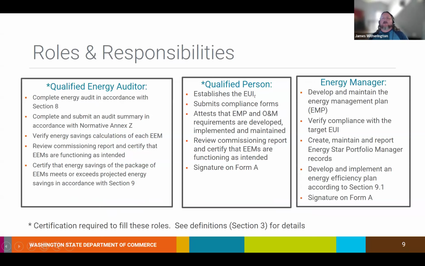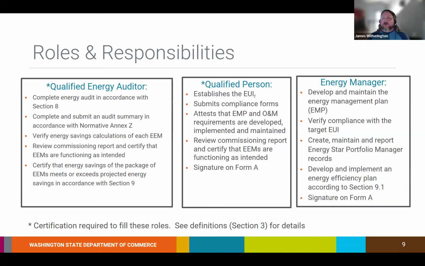Okay, roles and responsibilities. So today's audience really, a lot of what this presentation is going to be focused on is information that the qualified energy auditor and whoever's doing the life cycle cost analysis, like those are the main audiences here. But that's not to discount the qualified person or the energy manager as well. As you may be aware, life cycle cost analysis for Clean Buildings Performance Standard isn't done in a vacuum. You're also developing and implementing an O&M plan and an EMP as well, in addition to benchmarking.